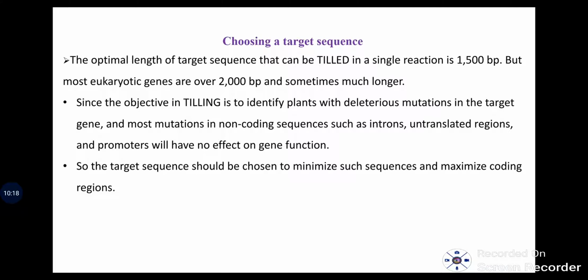Next is choosing the target sequence. The optimal length of target sequence that can be TILLed in a single reaction is 1500 bp. But most eukaryotic genes are over 2000 bp and sometimes much longer. Since the objective of TILLING is to identify plants with deleterious mutations in the target gene, and most mutations in non-coding sequences such as introns, untranslated regions and promoters will have no effect on gene function, the target sequence should be chosen to minimize such sequence and maximize the coding regions. Means our TILLING approach should be targeting the coding regions, because we may find the expressed sequences known as exons in those coding regions.